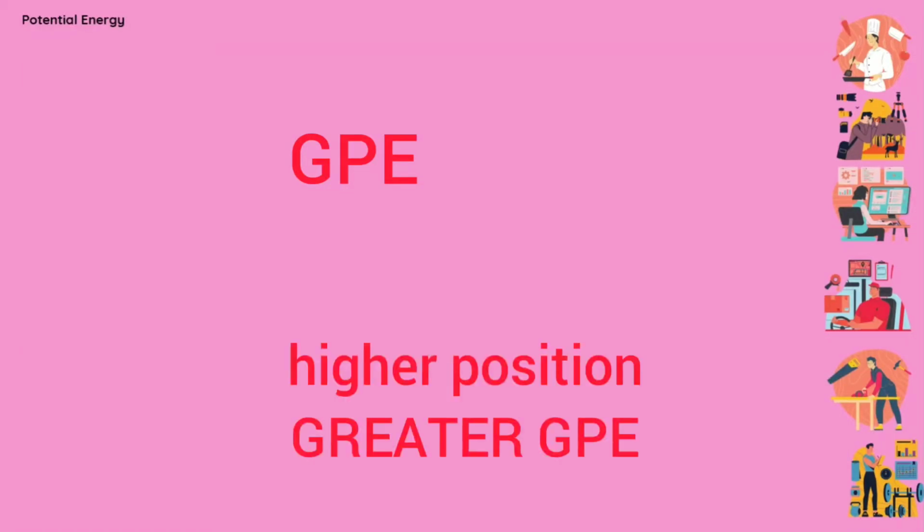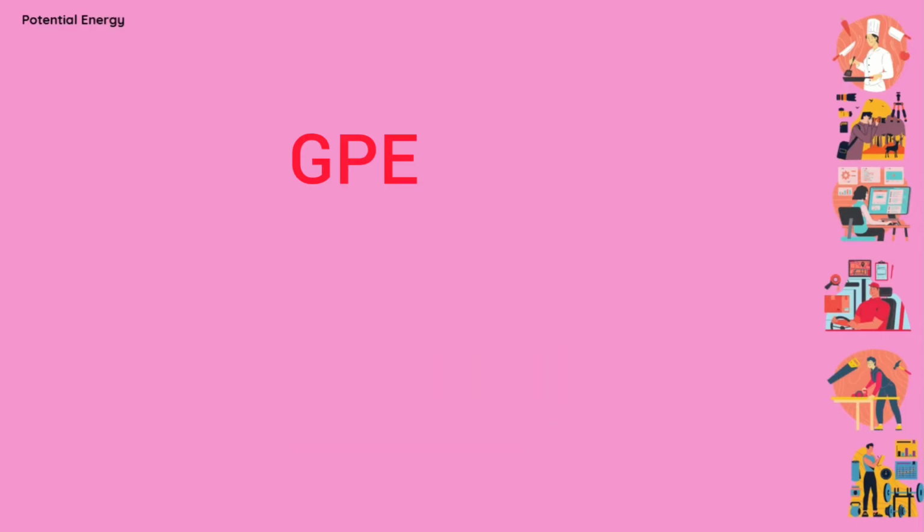Whereas sa gravitational potential energy naman, nakalagay yung object sa mas mataas na lugar, mas mayroon siyang mataas na gravitational potential energy.